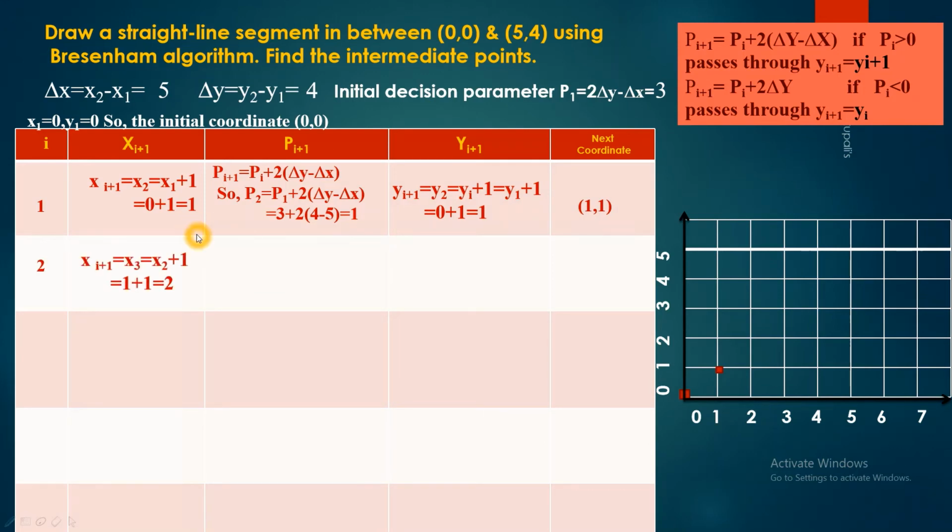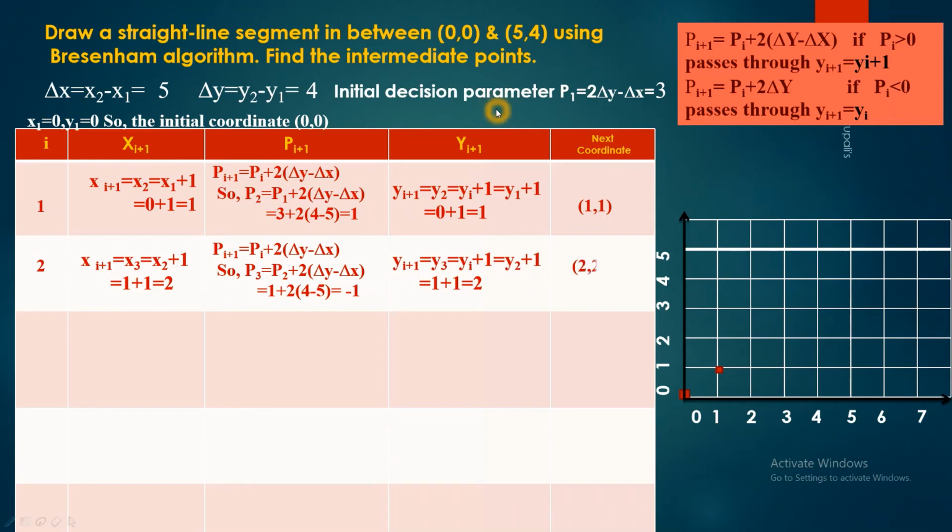In case of iteration 2, what is xi plus 1? You have to increase x by 1, so it becomes 2. So, what is the decision parameter? The decision parameter is positive here, so the next decision parameter is pi plus 2 del y minus del x. Calculate this, you get minus 1. So, what is yi plus 1? Because it is positive, yi plus 1 equals yi plus 1, so it becomes 2. So, what is the next coordinate? The next coordinate is 2, 2. Plot 2, 2 here.